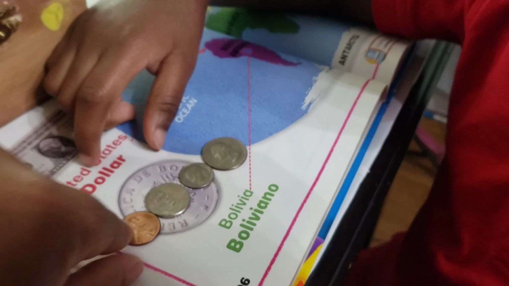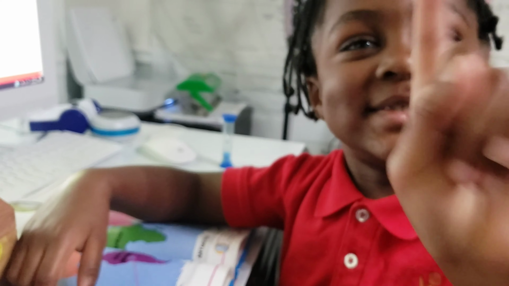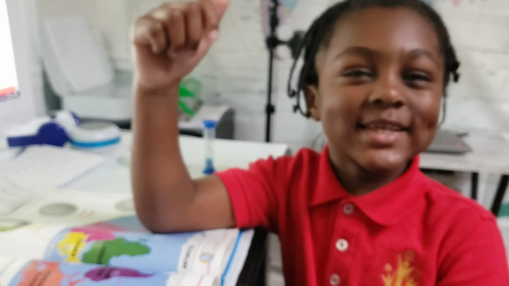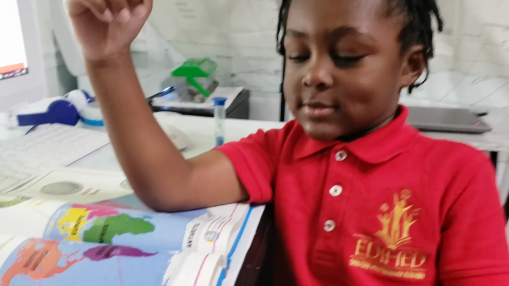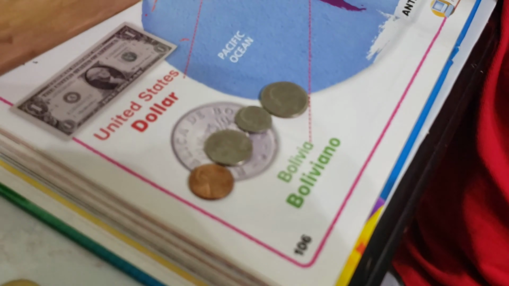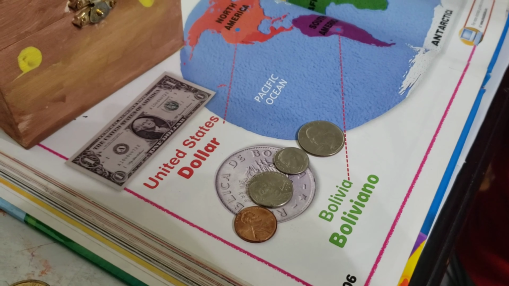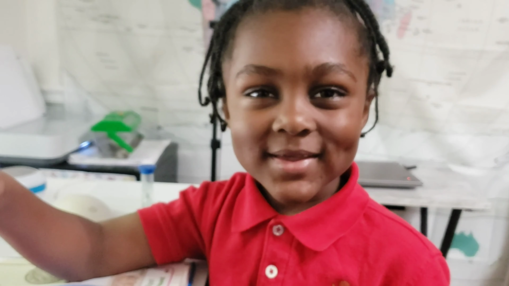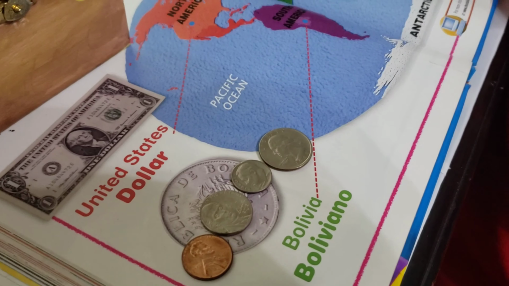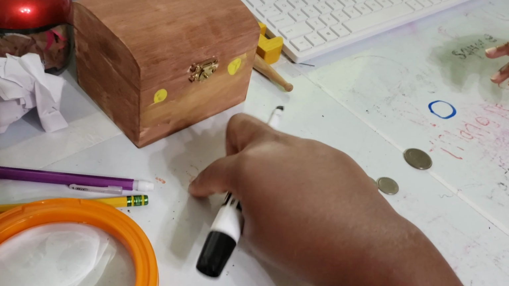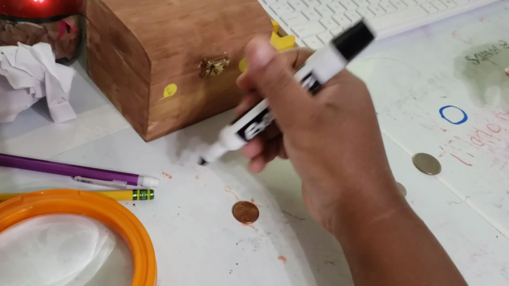So how much is a penny? Do you know? $1. No, not $1. 1 cent. Yes, 1 cent. And then the nickel is how many cents? 5 cents. Very good. The dime is how many cents? Is it 10? Yes, it is. And then the quarter is how many cents? 25 cents.